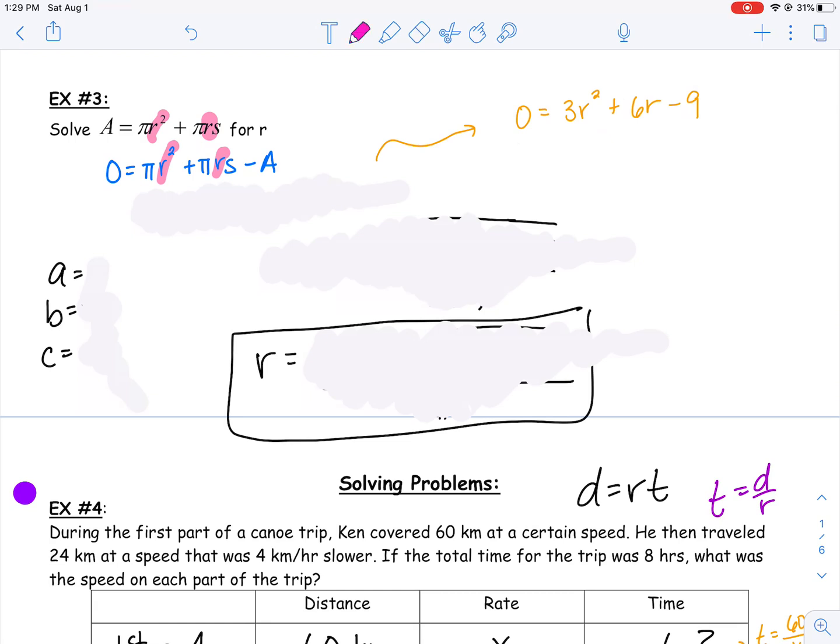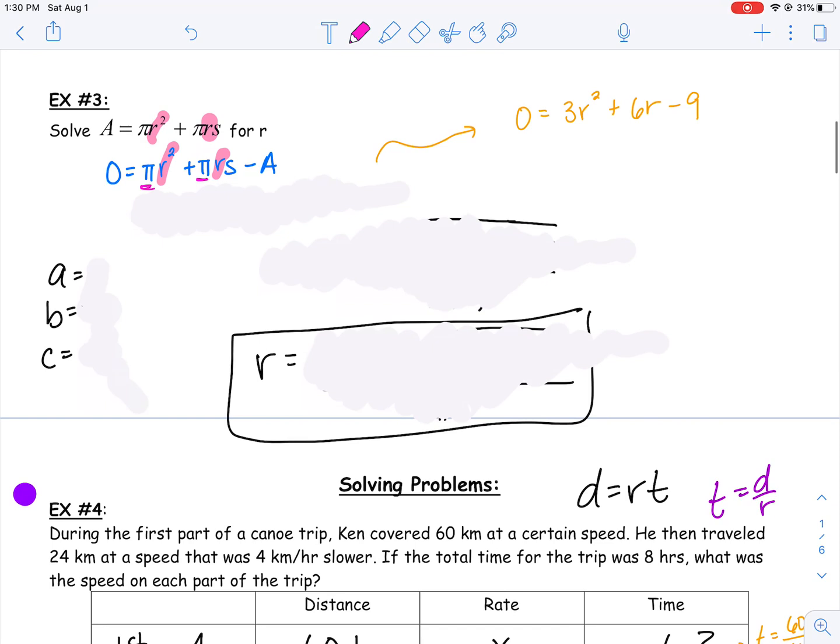So let's pretend that the pi was actually just a cute little 3. It's really 3.14, an irrational number instead of a rational number, but let's just make it a 3 for a second. And then let's take this pi and this variable, which represents a number, and say that together they become a 6. And then I have a number in the back, this a. So let's pretend it looked like this for a second: if I had 3r squared plus 6r minus 9, what would you do in order to solve for r?